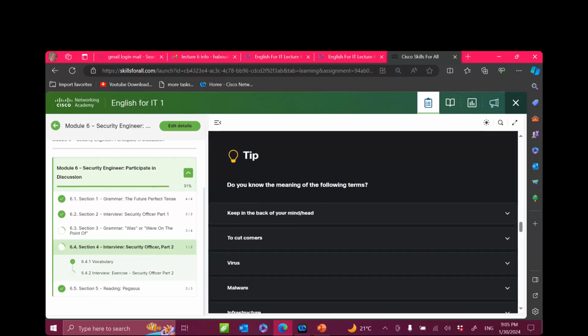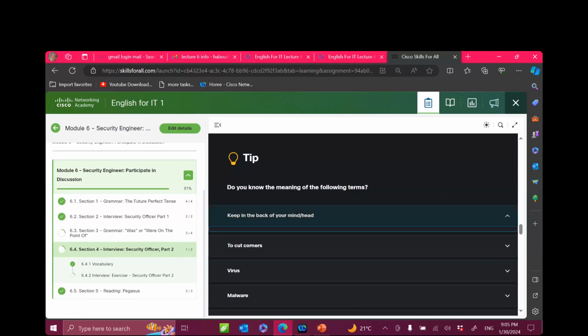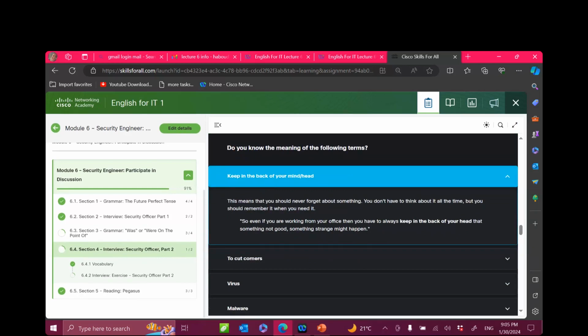Tips. Number 1, keep in the back of your mind. Keep in the back of your mind or your head. What does it mean? This means that you should never forget about something. You don't have to think about it all the time, but you should remember it when you need it. يعني حاجة كده شايلها في دماغي ودايما أنا عارفها. Okay, مش بفضل ماشي فاكرها طول. No, but when I need it, I remember it.